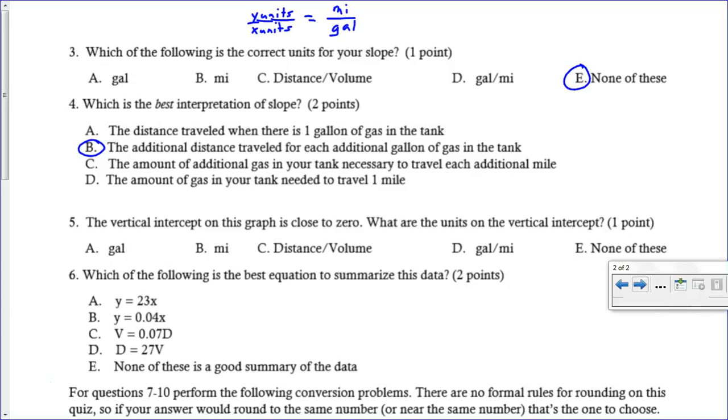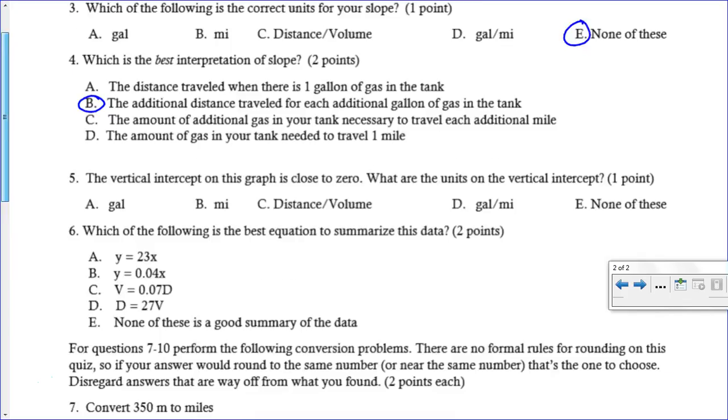The problem with D is it's also a point like A, amount of gas needed to travel 1 mile. That's just describing an individual single point there. So the one that describes your slope and describes it best is the additional distance traveled for each additional gallon of gas in the tank.